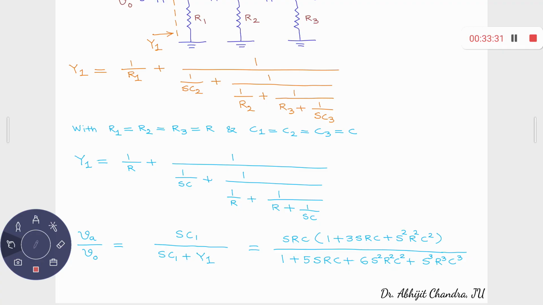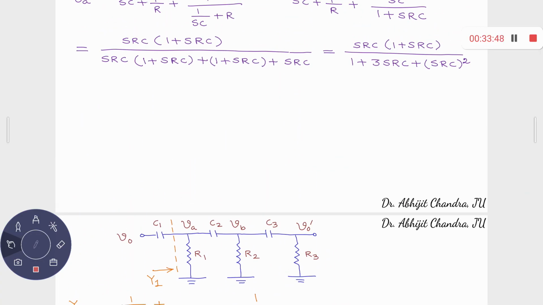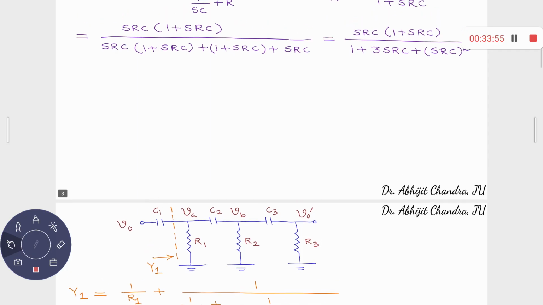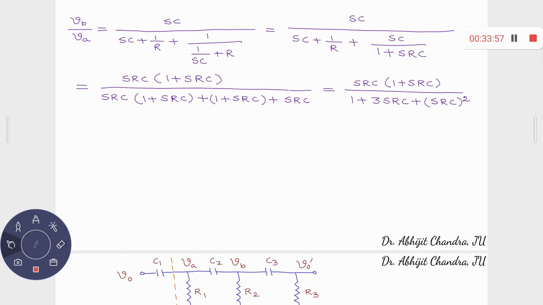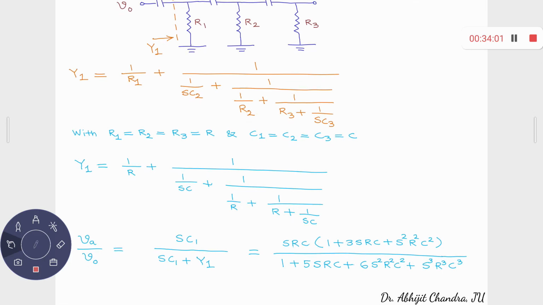This expression: SRC into (1 plus 3 SRC plus S square R square C square) upon (1 plus 5 SRC plus 6 S square R square C square plus S cube R cube C cube). That's a big expression. Thankfully, when you multiply, this (1 plus 3 SRC plus SRC whole square) gets cancelled. That is there in the denominator in the VB by V expression, and in the VA upon V naught expression that is there in the numerator.